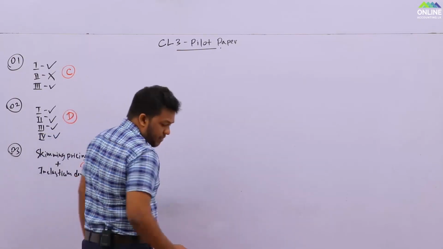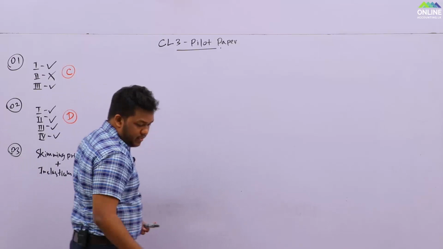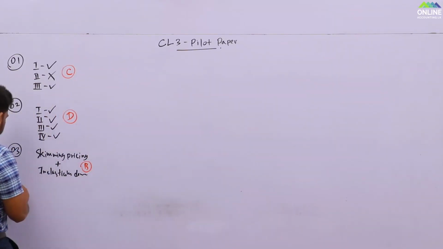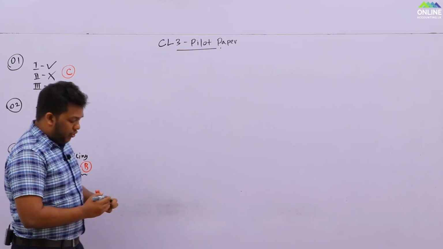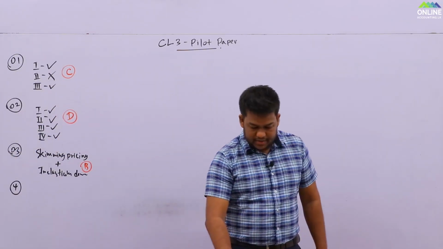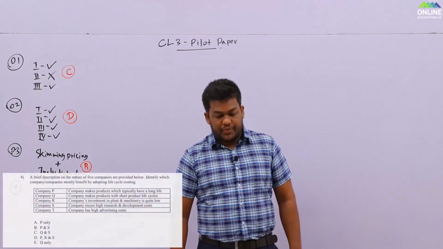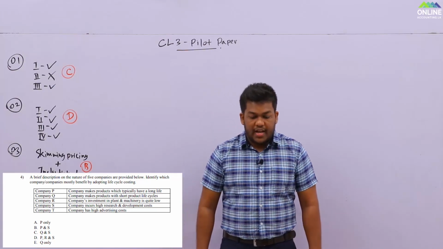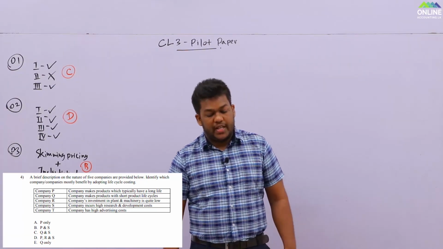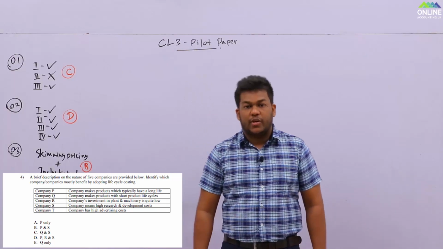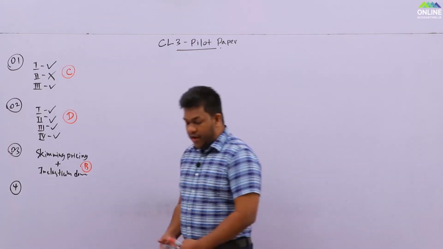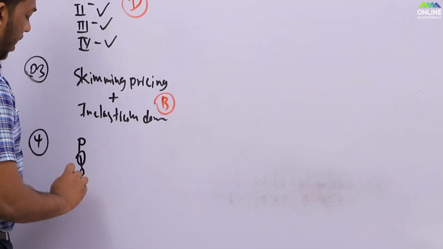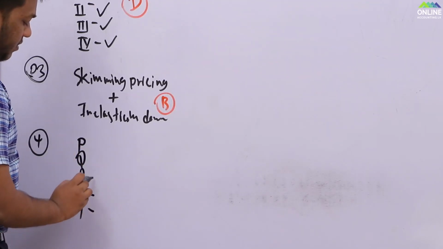Then the next one, the fourth question, read it. A brief description on the nature of five companies is provided below. Identify which companies mostly benefit by adopting life cycle costing. There are five companies: Company P, Q, R, S, T.